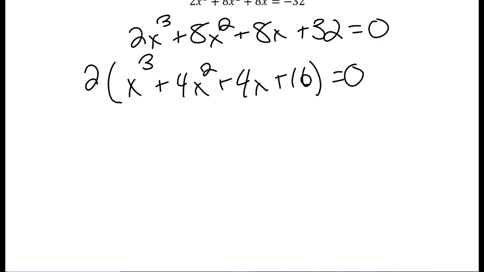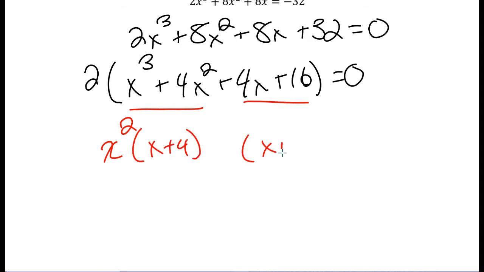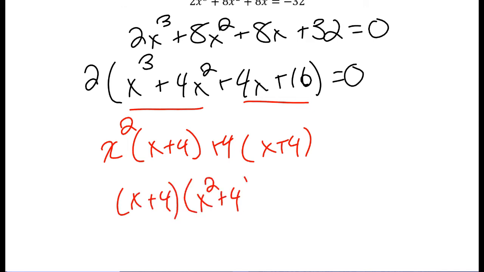I've got 4 terms, and 4 terms means I'm grouping. From the first 2 terms, I can take a GCF of x squared out. For my second 2 terms, I need an x plus 4, so I have to take out a positive 4. Don't forget that plus there. So my factors are x plus 4 times x squared plus 4, and that 2 is out front, equals 0.